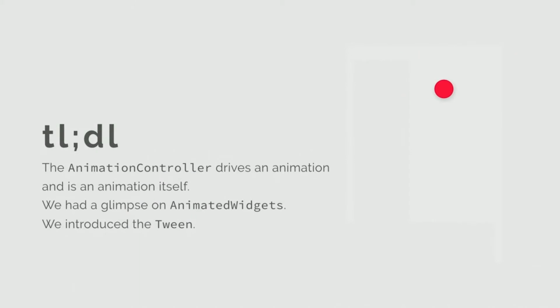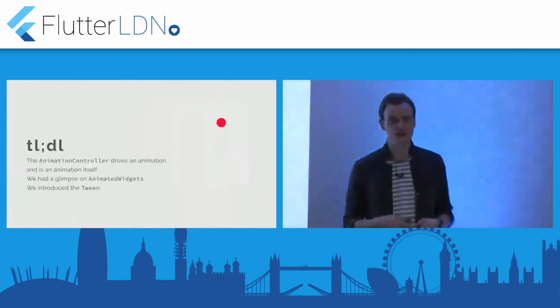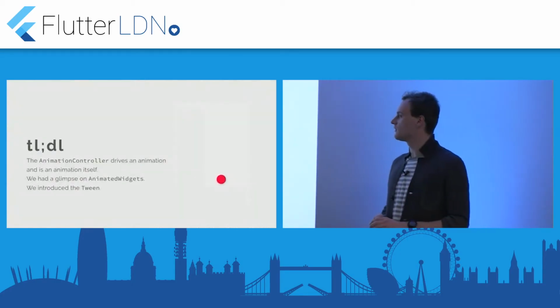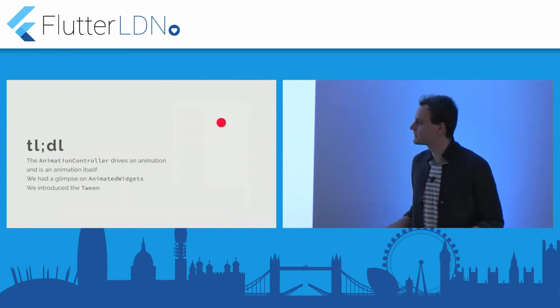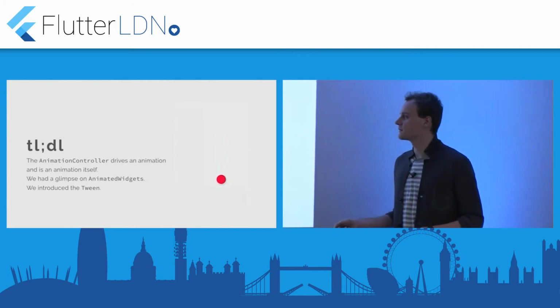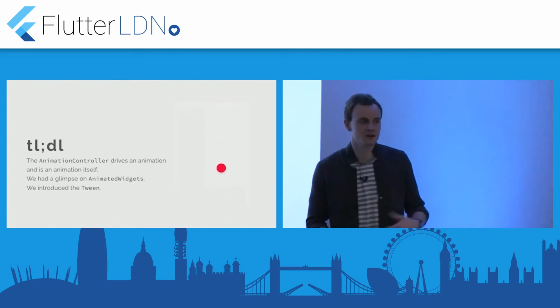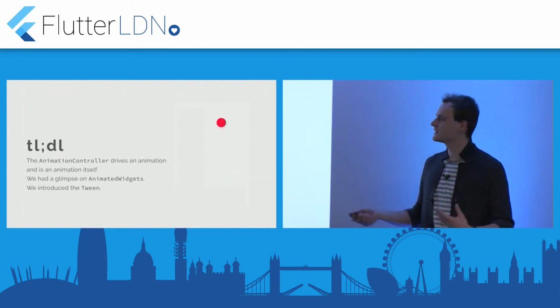Yeah. So coming to the end of our first section, too long, didn't listen, I don't know. The first part is we have the animation controller, which basically drives the animation and is animation itself. Mind blown. And we had a glimpse at animated widgets, which make it easier to handle the set state code, and that you don't basically have to call set state in your current widget, and you could even make it or integrate it in a stateless widget. And then we introduced the tween to not only go from 0 to 1, but maybe from a color to another, or from a size to another, or whatever.